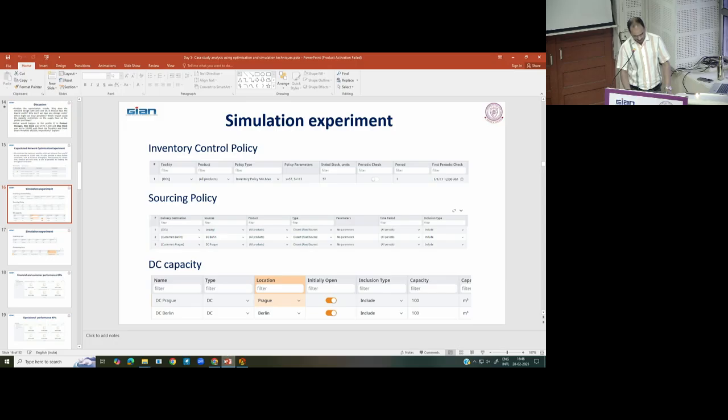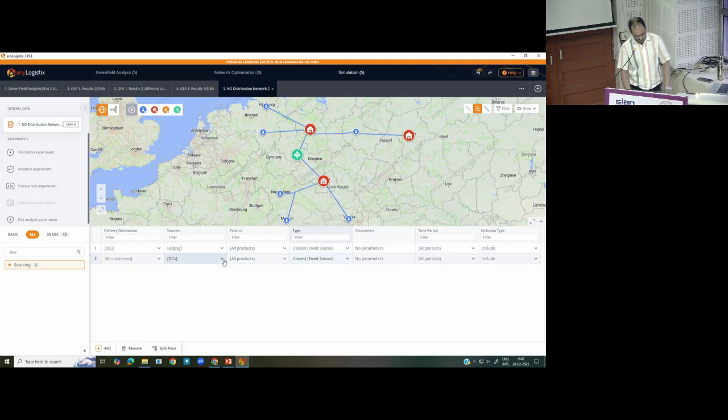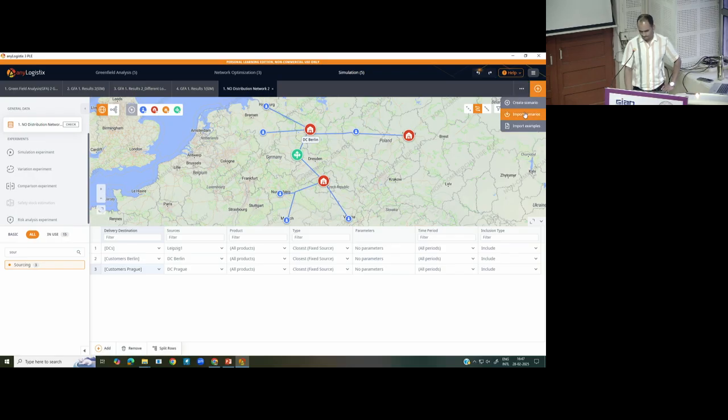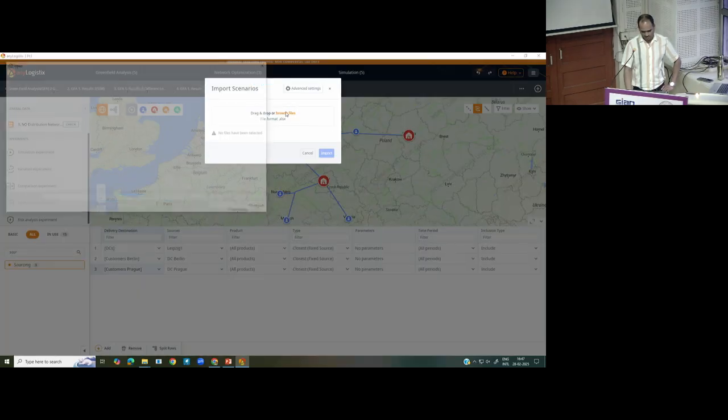Okay. So here instead of what they did, sources DC Berlin and customers Berlin, added another one, DC Prague, and then customers Prague. Okay, I am importing the scenario directly.